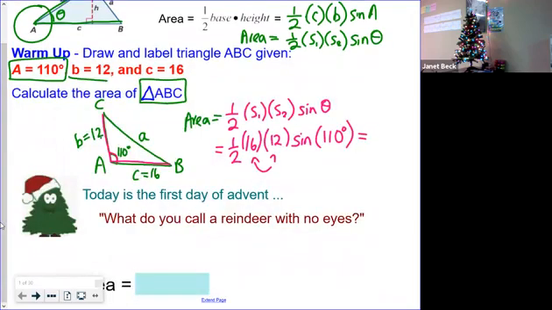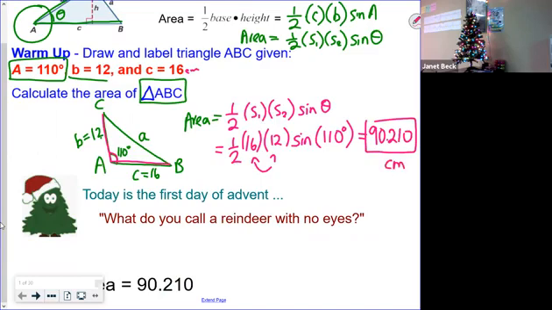I've prepared one earlier, it's down here. The area you should get out is 90.210. That's to 3 decimal places. Say those were in centimeters. This would then be in centimeters squared. Science teachers would go nuts with us for not putting units on. I've made up the units there.